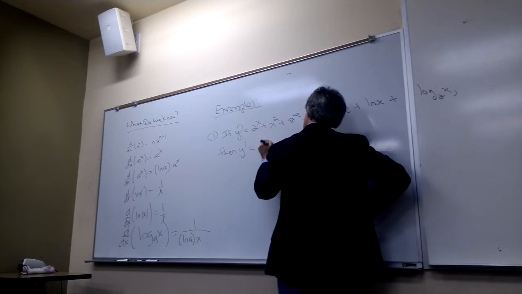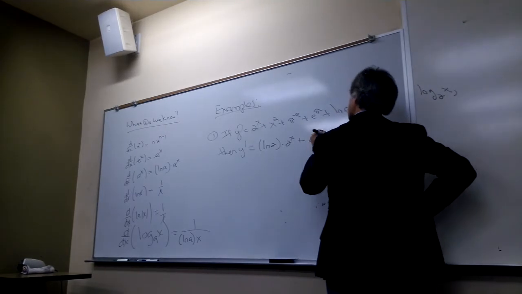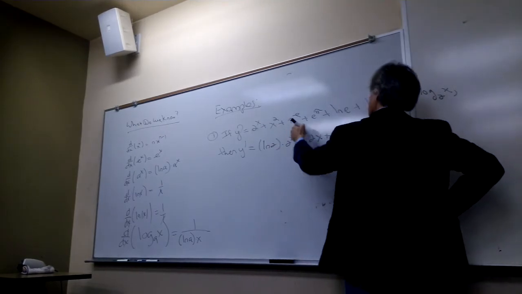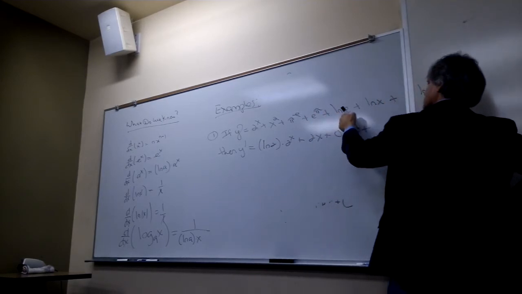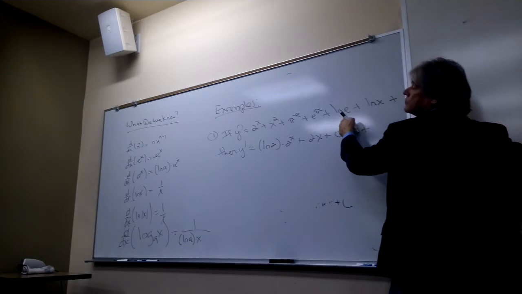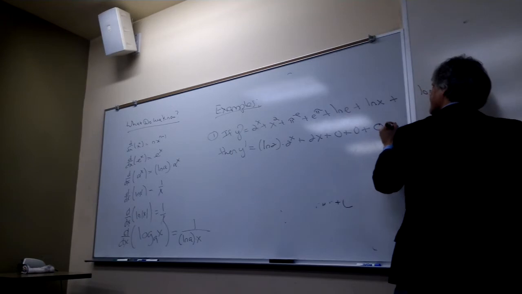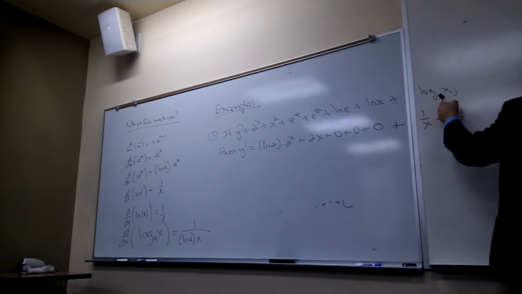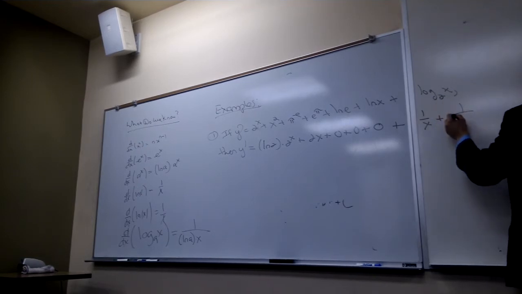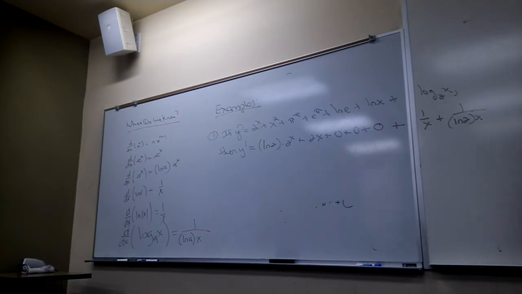Zero. 1 over e. 1. It's just a constant. 1 over natural log of x, or 2 natural log of x. Are we masters of differentiation?